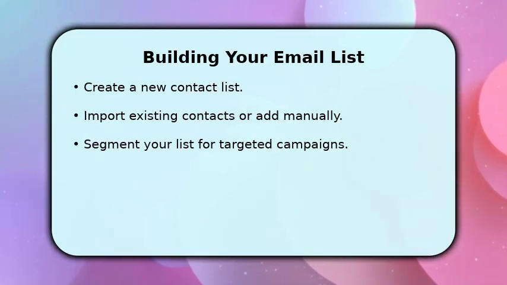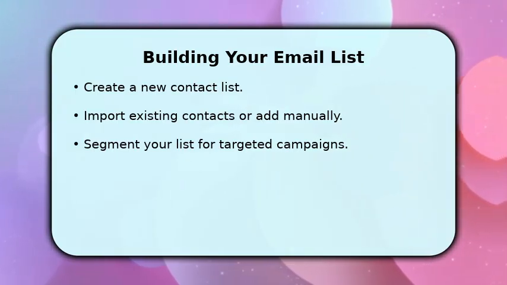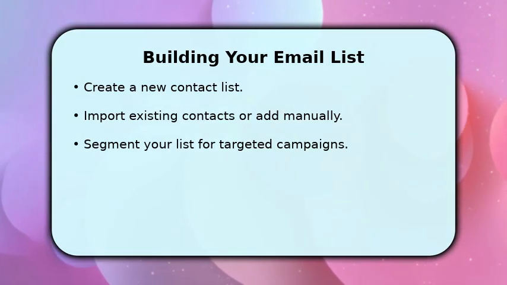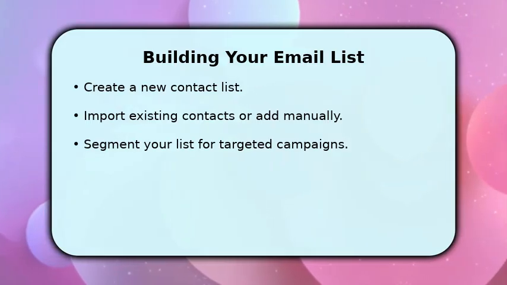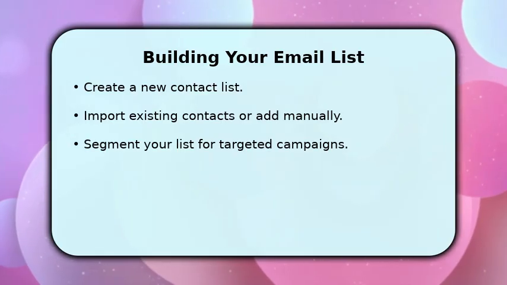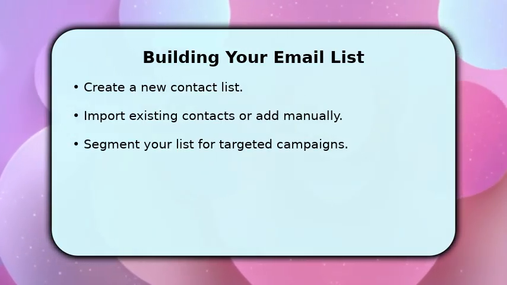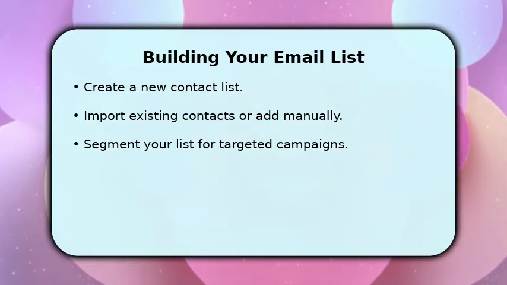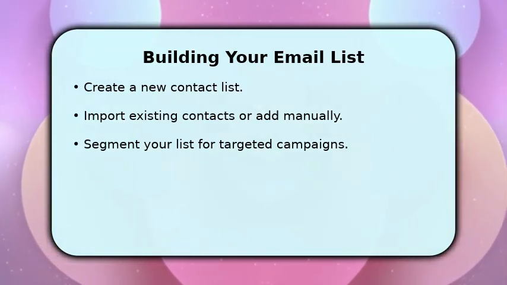Navigate to the Contacts section to create your first email list. You can easily import existing contacts from a file or add them manually. GetResponse also allows you to segment your lists, which is crucial for sending targeted messages and ensuring your emails reach the right people. This helps improve engagement and the overall effectiveness of your campaigns.